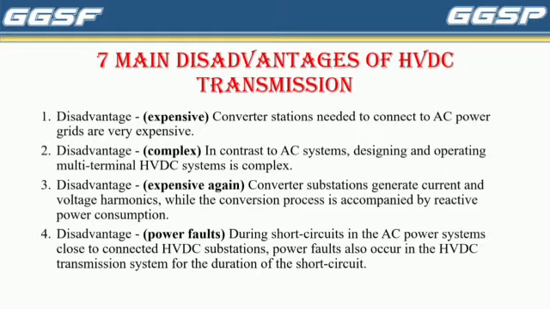Third disadvantage: harmonics. Converter substations generate current and voltage harmonics, while the conversion process is accompanied by reactive power consumption. Fourth disadvantage: power fault. During a short circuit in the AC power system close to the connected HVDC substation, a power fault also occurs in the HVDC transmission system for the duration of the short circuit.